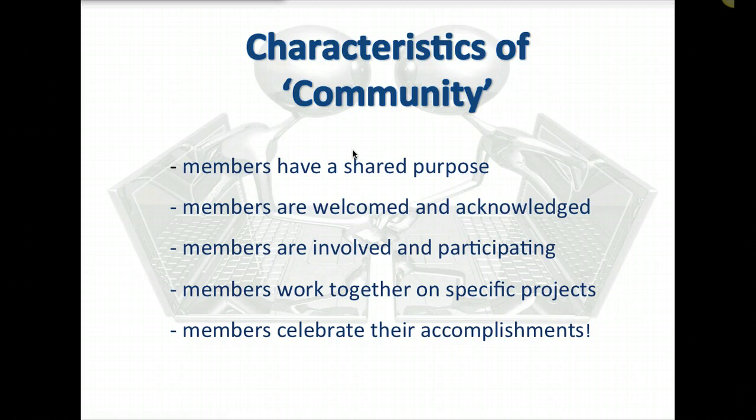Members work together on specific projects in a community, so we want to find ways for students to interact and to complete projects together, again strengthening their sense of community. And then one that we don't always talk about is celebrating the accomplishments. Certainly in face-to-face classes we sometimes have celebrations at the end of the quarter or the semester, where we celebrate the completion of the class. What can we do in an online class that helps people feel like they've had that same sense of celebration and shared accomplishment that they've worked on together?